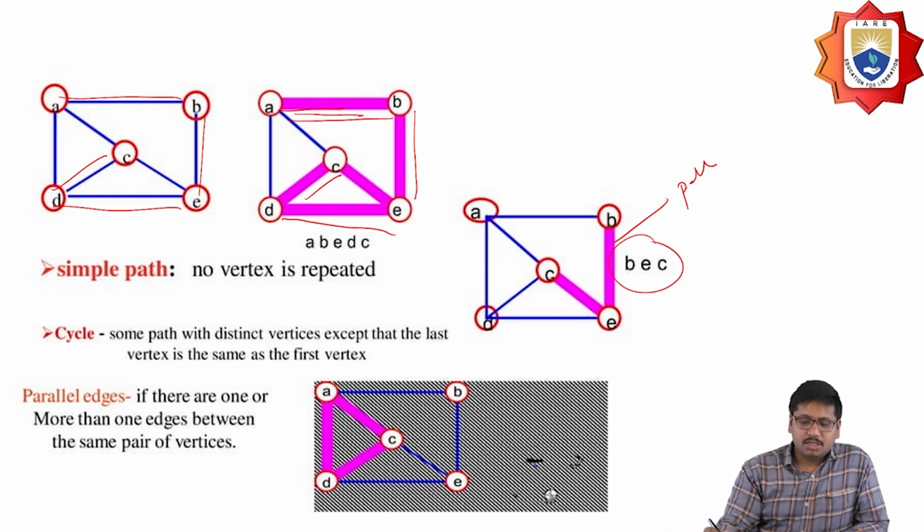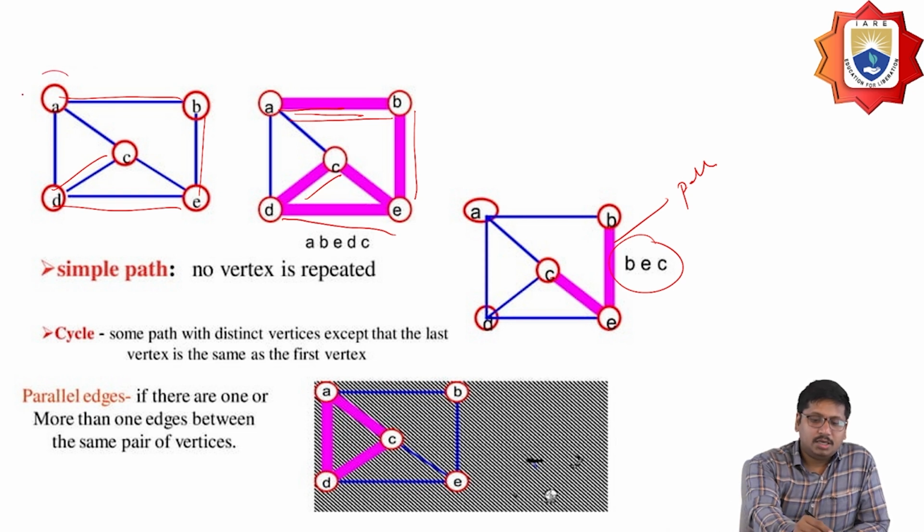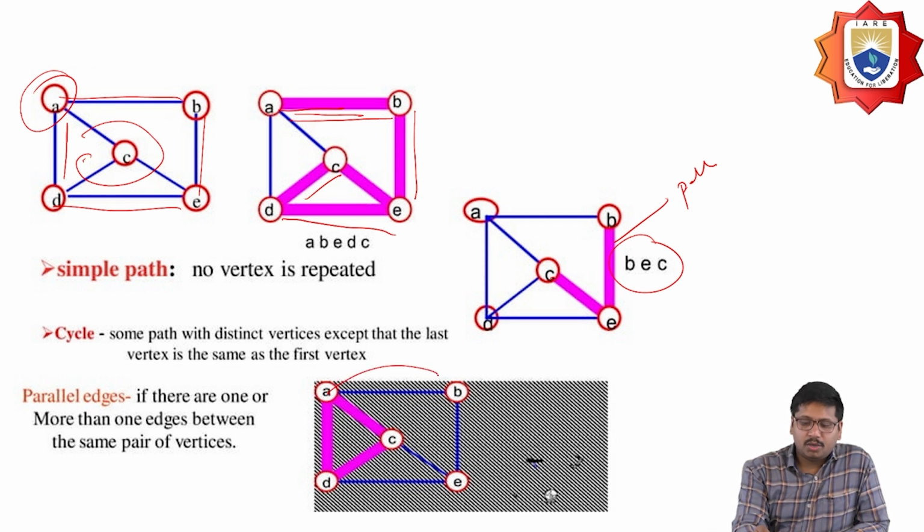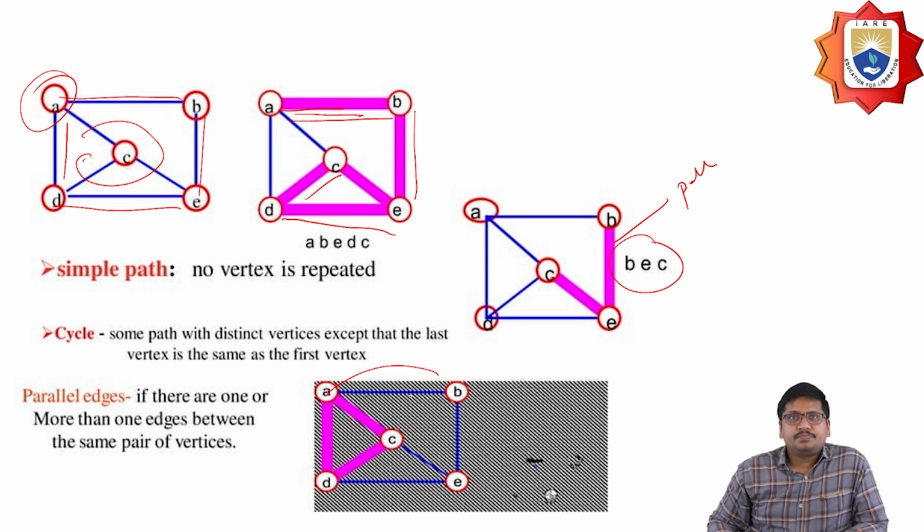A cycle means that whenever the starting vertex and the ending vertex are the same, I can easily say that it is a cycle. So this should be the cycle. Parallel edges means that whenever the graph maintains two or more edges between a pair of vertices, it is called parallel edges.